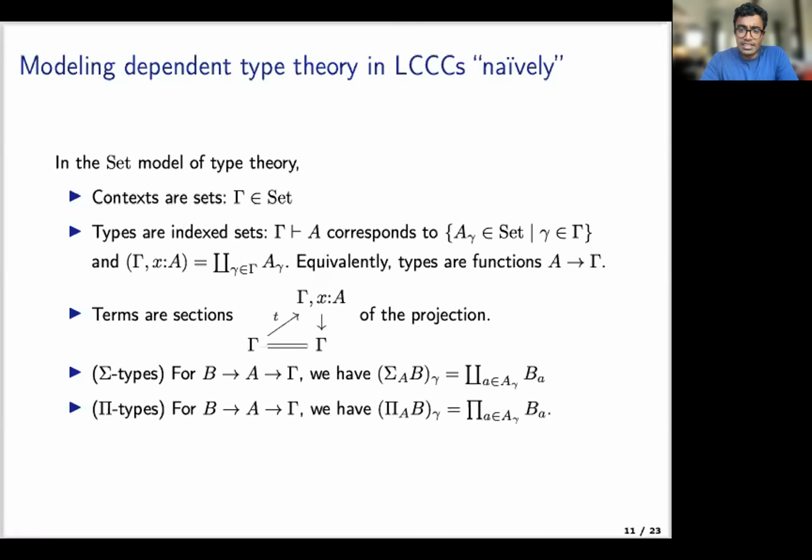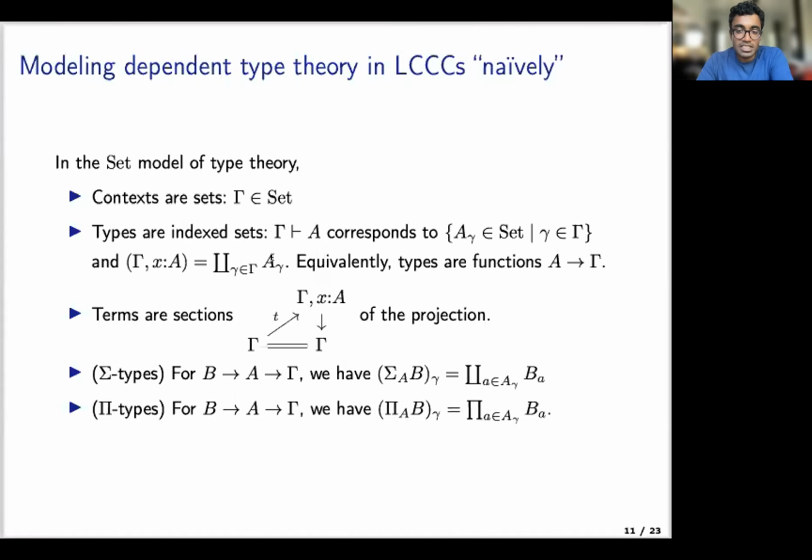The idea is that a dependent type in a context gamma is a family of sets indexed by the set that interprets gamma. So here A(gamma) is a family of sets for each little gamma in gamma. And then given a dependent type in the context gamma, the context gamma extended with a variable of this type is simply the disjoint union of the elements of the family.